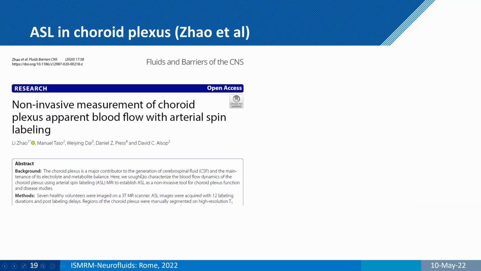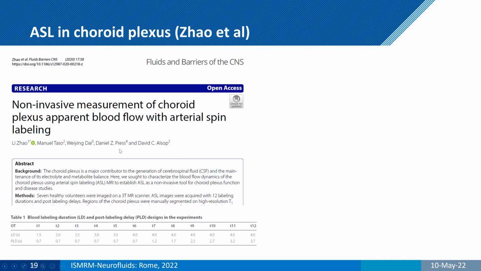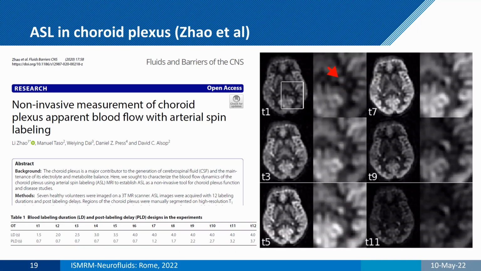Now, of course, you can also use this for measuring the perfusion in the choroid plexus, and it was done by the group of Dave Alsop, by Li Zhao, and Li Zhao used many different labeling durations and post-labeling delay times, so you really can see the inflow of the labeled blood into the choroid plexus. They get very nice images where you can see that if you wait longer and label longer, you can see more and more clearly the posterior ventricles lighting up in the ASL perfusion scan, and that's of course where the choroid plexus is located.